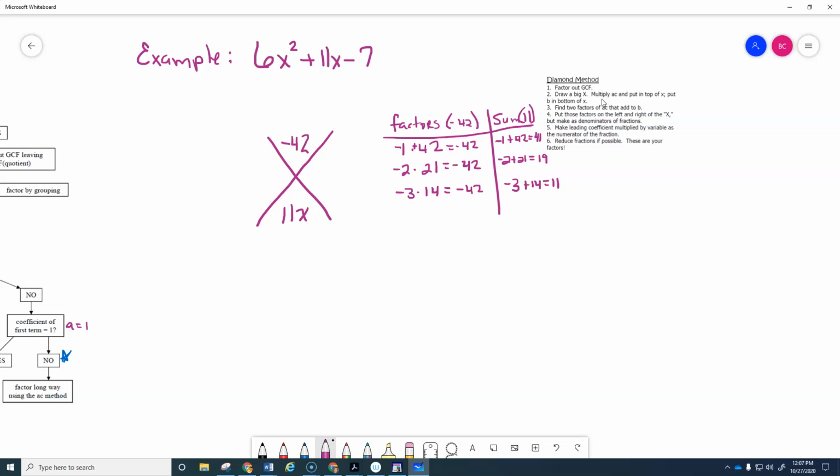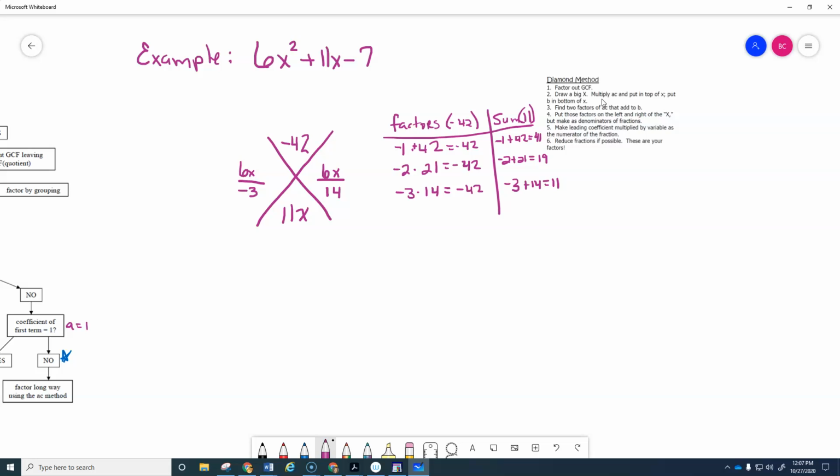It says put those factors on the left and right of the X, but make them denominators. Okay, now this is the part where this is not mathematical. This is gimmicky. But it told me to put them in the denominator. So pretend like it's a fraction and put them on the bottom. It's not really a fraction. You'll see in just a second. Now what's going to be on the top? Make the leading coefficient multiplied by a variable as the numerator. So they want me to put 6x on top. See, there's nothing mathematical about this. They're just giving me a process to go through.